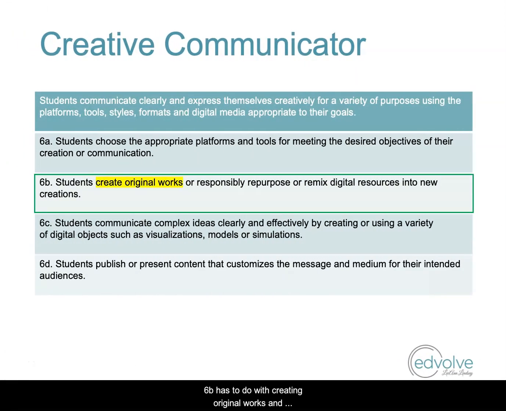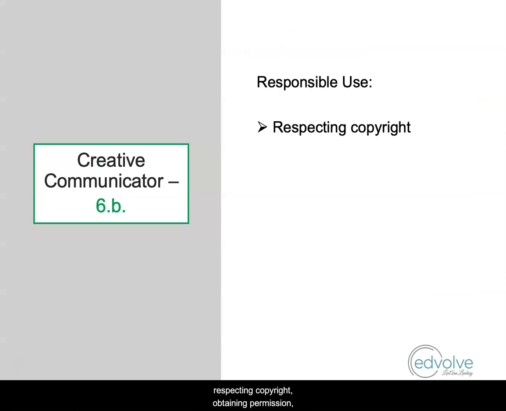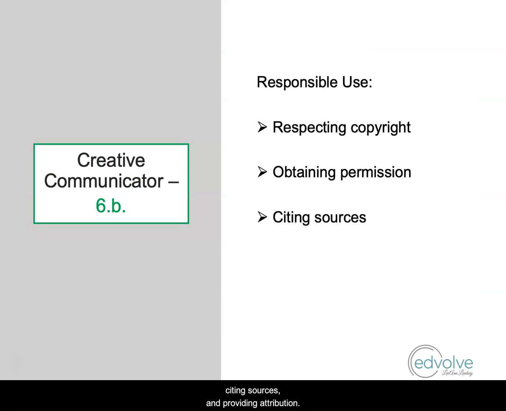6B has to do with creating original works and repurposing or remixing digital resources into something new. Digital resources include such things as images or videos that could be included in other content. This indicator essentially refers to using digital resources in new ways or in combination with other assets to create a new product, and doing so responsibly by respecting copyright, obtaining permission, citing sources, and providing attribution.